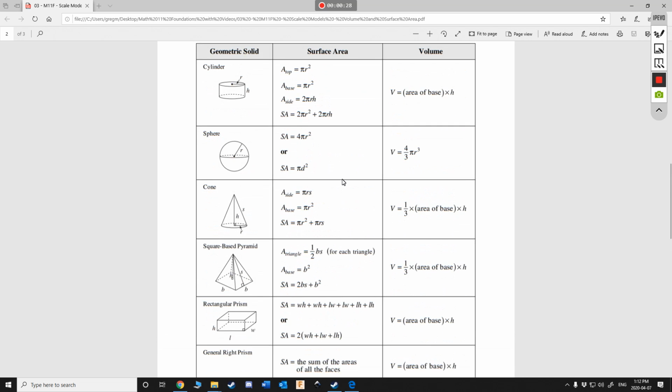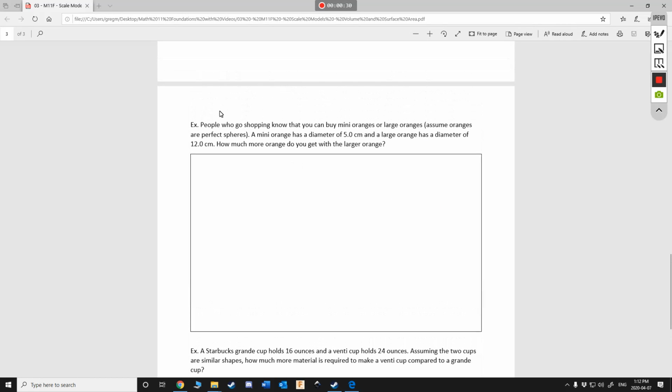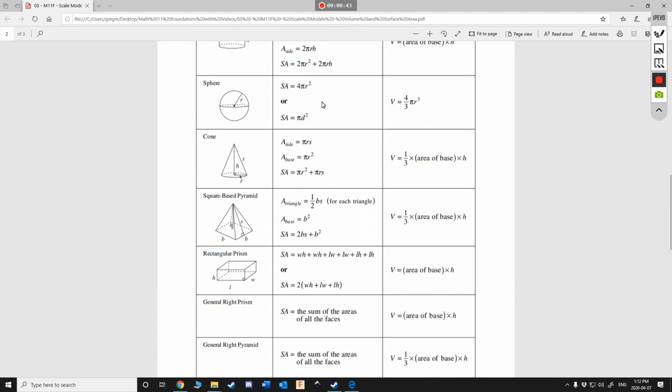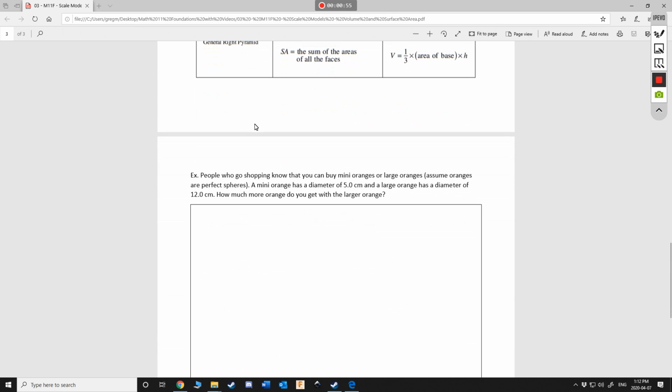So for this second example, people who go shopping know that you can buy mini oranges or large oranges. I love oranges, favorite fruit. We're going to assume that these oranges are perfect spheres. So if we look back up, the sphere's surface area is 4 pi r squared, and volume is 4 over 3 pi r cubed. It shows a picture of our sphere right there, with the radius from the center to the edge.